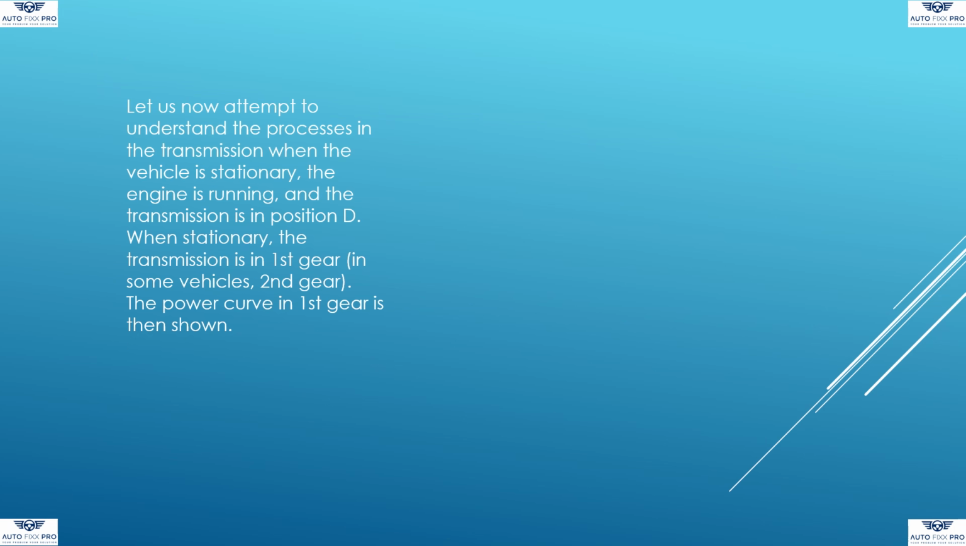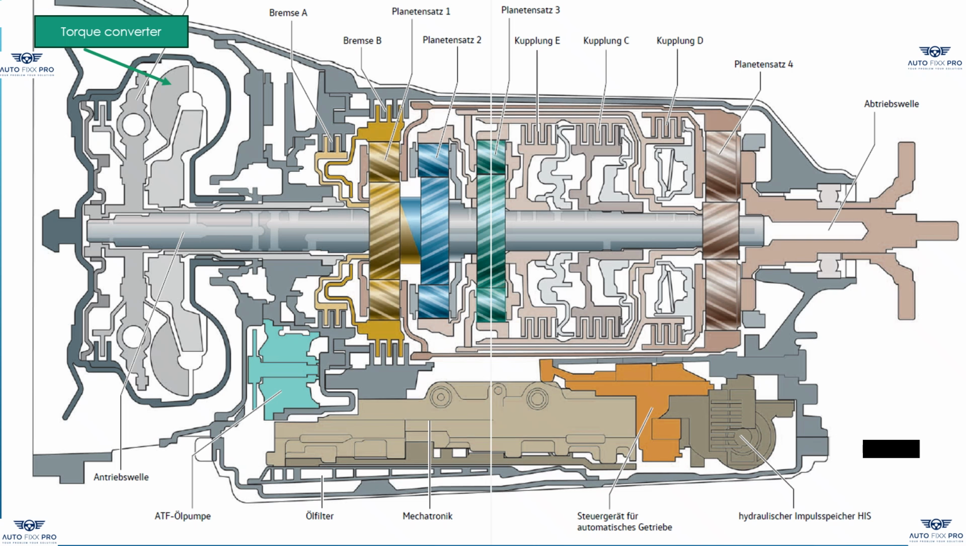Let us now attempt to understand the processes in the transmission when the vehicle is stationary, the engine is running, and the transmission is in position D. When stationary, the transmission is in first gear. In some vehicles, second gear. The power curve in first gear is then shown. Let us now turn to the force curve in the transmission, explained using the sectional drawing.